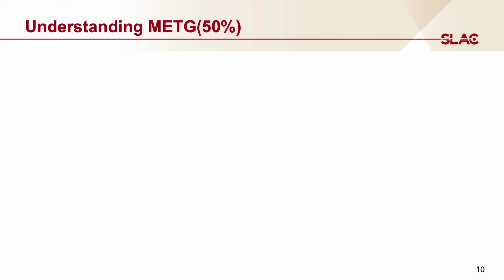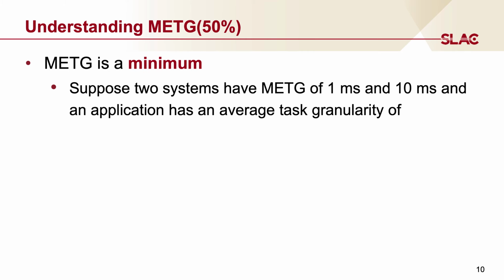One of the things to keep in mind about METG is that it is a minimum effective task granularity. So as an example, if you had two systems with METG values of 1 millisecond and 10 milliseconds, and if you look at an application with an average task granularity of, say, 100 milliseconds, then the difference between these two systems is not going to be that large in terms of performance, because the task granularity we're looking at here is much larger than the overhead of the system.